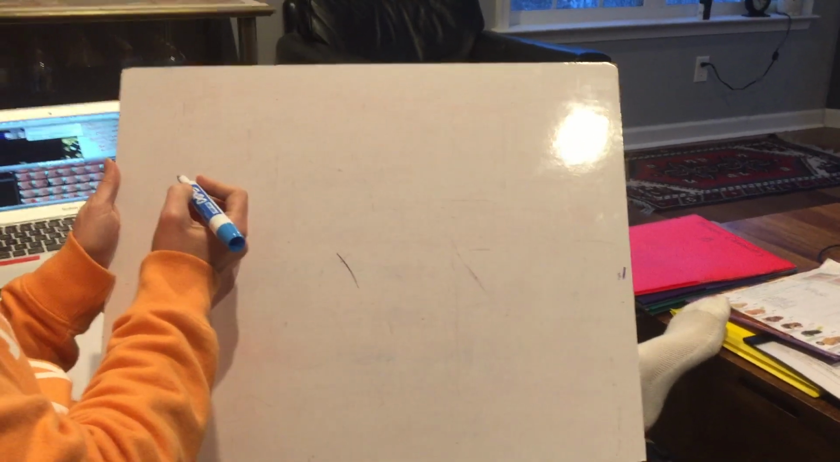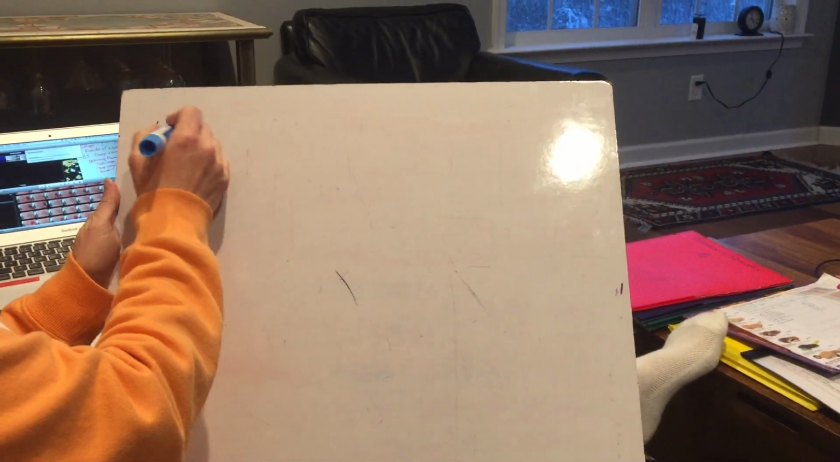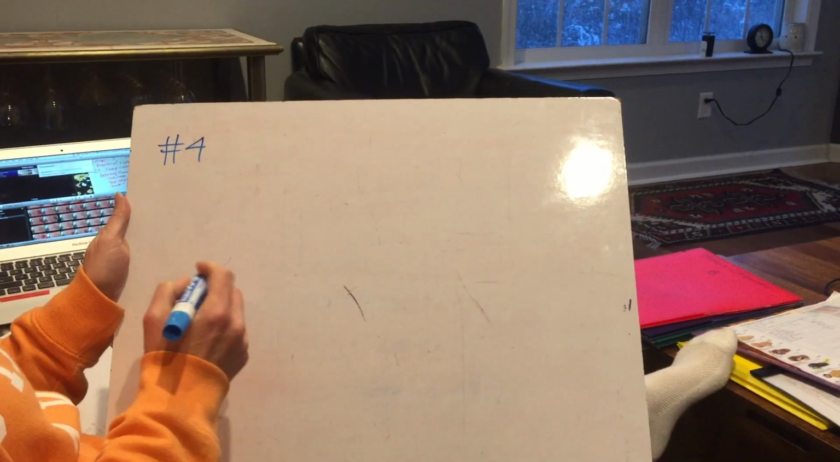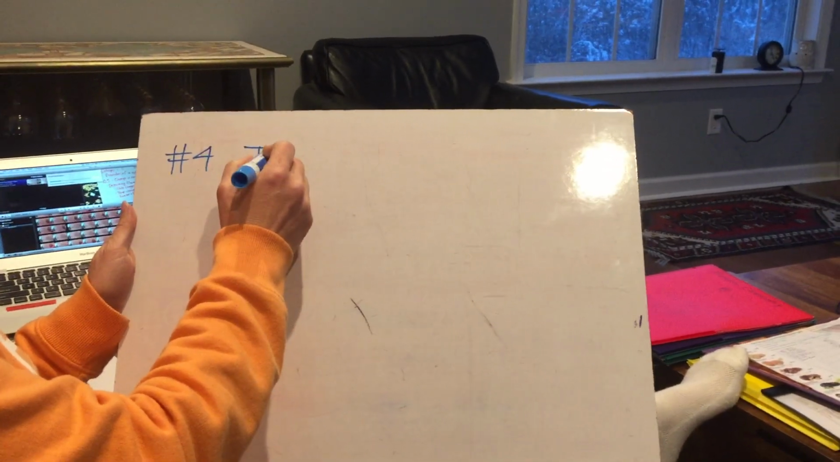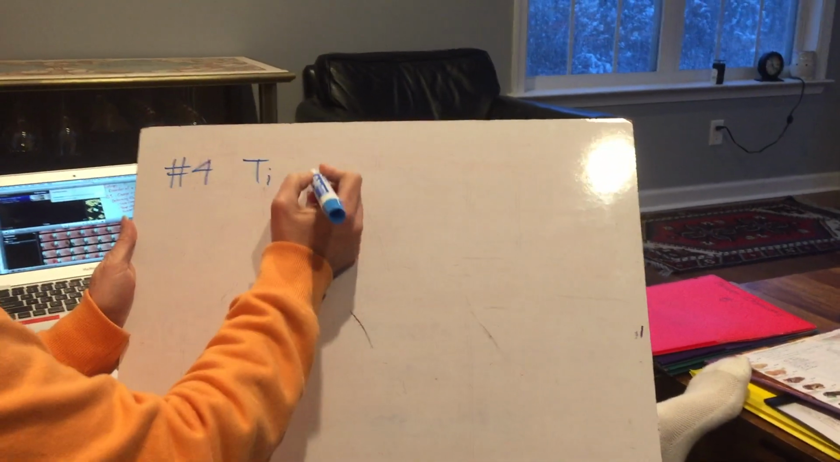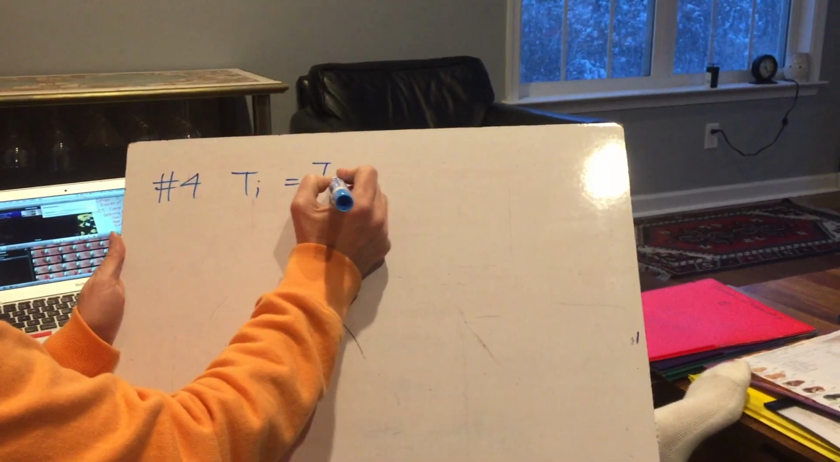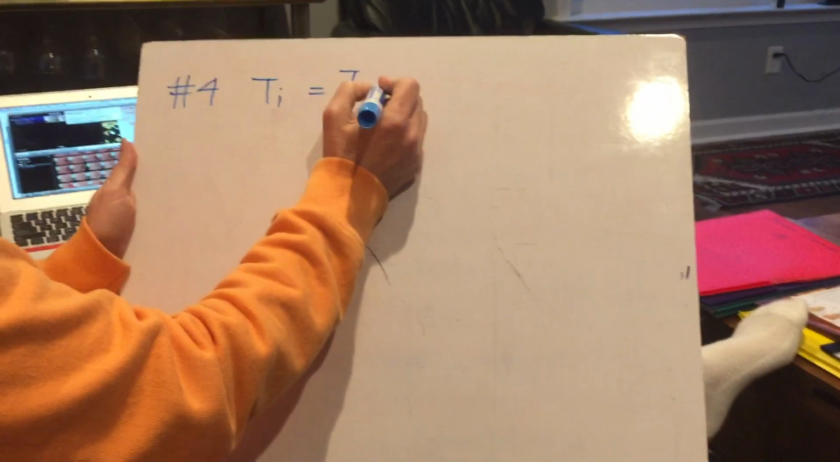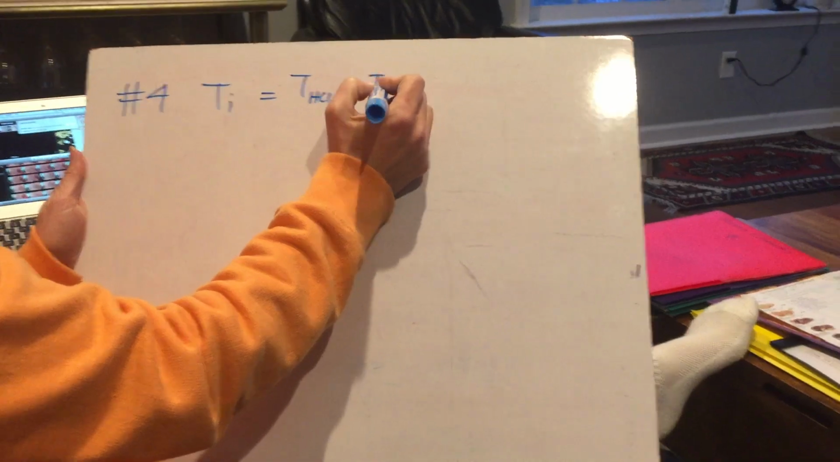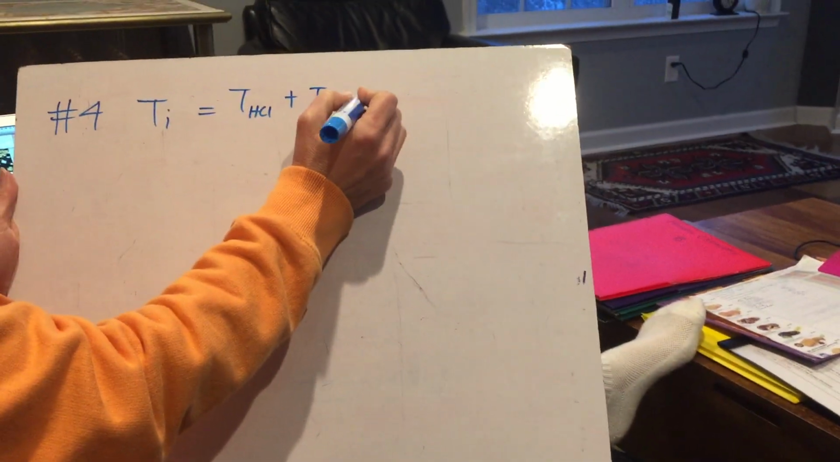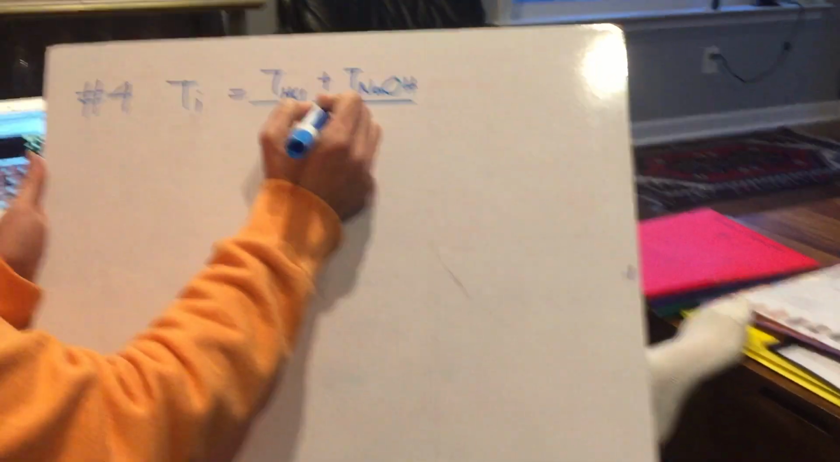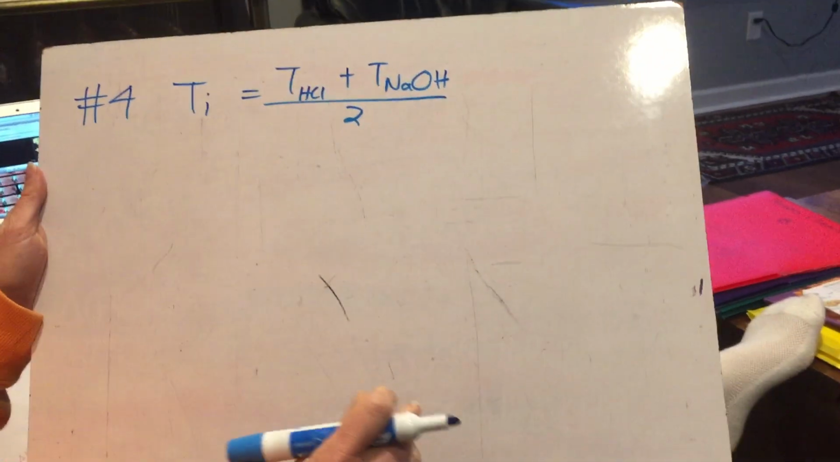Okay, so a few things about your lab. For question number 4, remember that your initial temperature is going to be the average of the temperature of your hydrochloric acid solution and the temperature of your sodium hydroxide solution, because you had 2 solutions. So that's going to be your initial temperature.